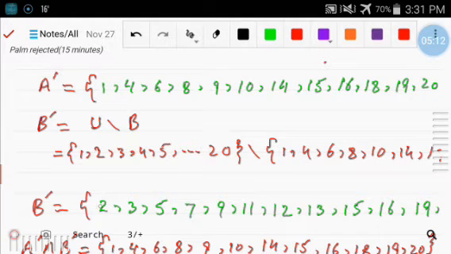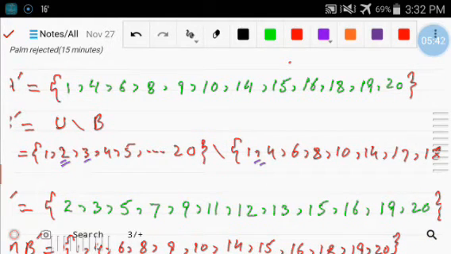So for B complement, the elements are in the universal set. So 2 is in set U but not in set B. Similarly 3 is in set U but not in set B. Similarly 5, 7, 9, 11, 12, 13, 15, 16, 19 and 20.